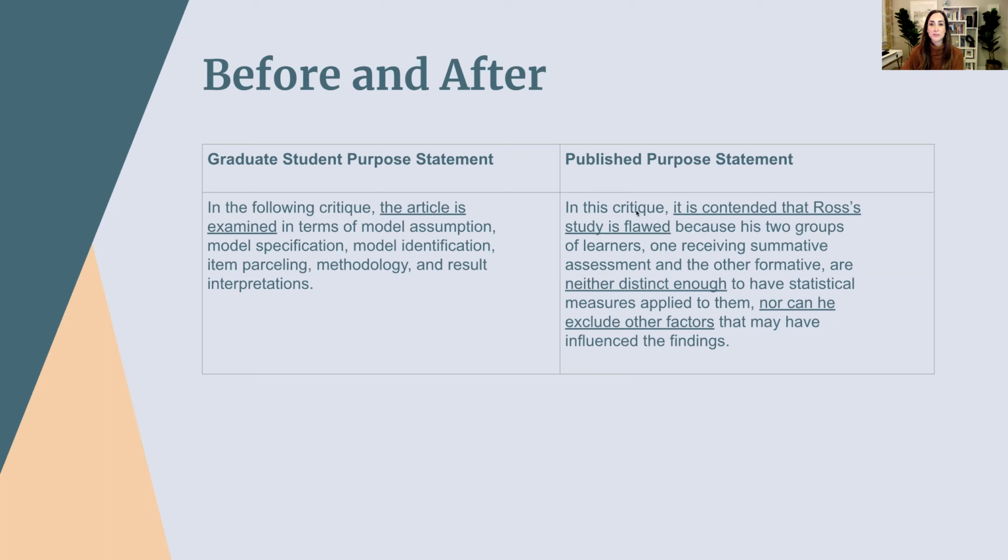But then let's look at this published purpose statement. "In this critique, it is contended that Ross's study is flawed because in his two groups of learners, neither distinct enough to have statistical measures applied to them, nor can he exclude other factors that may have influenced the findings." Notice how big of a difference there is between this graduate student and this published author. This published author clearly is taking a stance. They have some opinions and ideas about this evidence that they're critiquing, and it comes through in their writing. You see this word contended, neither distinct enough, nor can he exclude. These are powerful linguistic and rhetorical devices that you can start implementing in your writing.